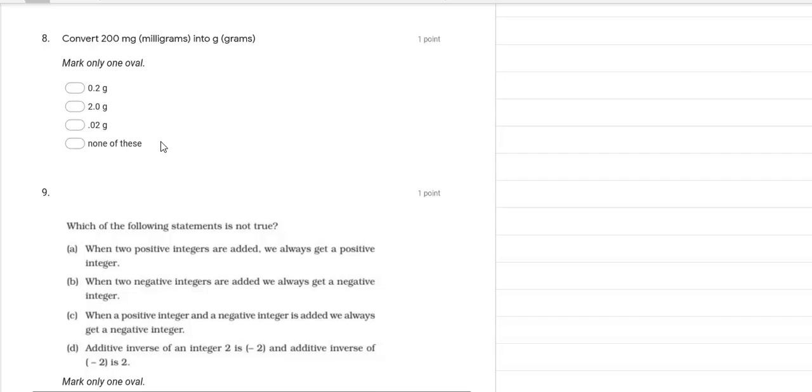Question number 8, convert 200 mg, that is milligrams, into grams. So this is the question, we want to convert 200 milligrams in grams. For that, let's understand what do we need. Before converting 200 mg, we need to understand what is the conversion formula of 1 mg in terms of gram. If we have this formula, finding this is very easy for us.